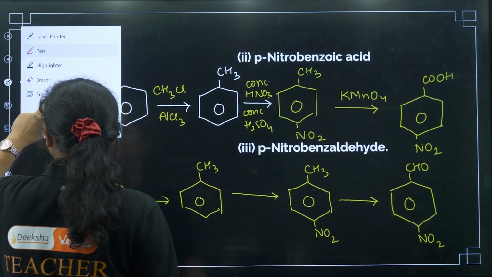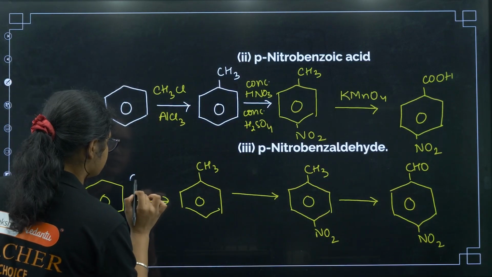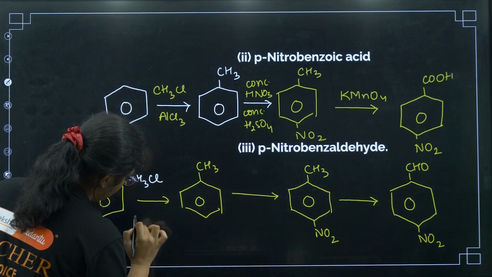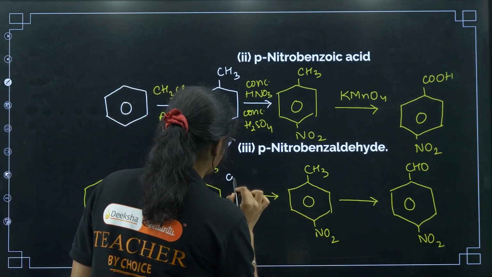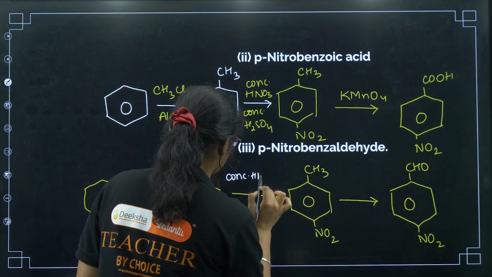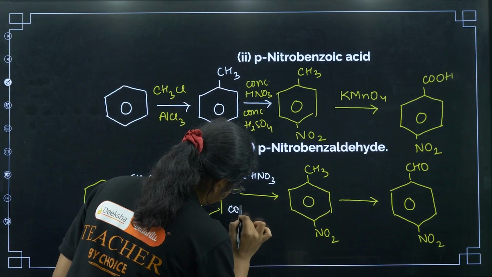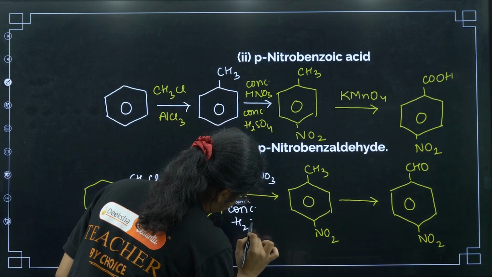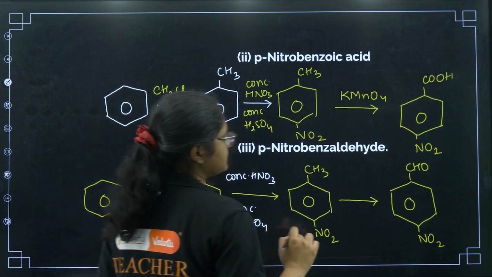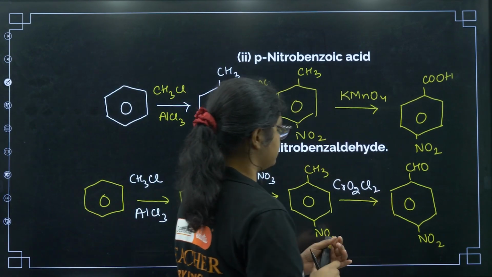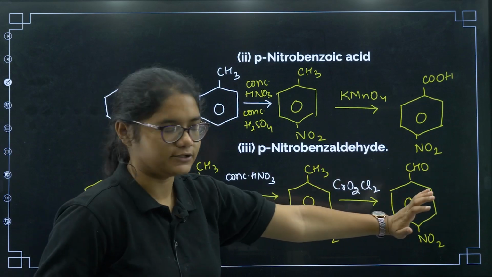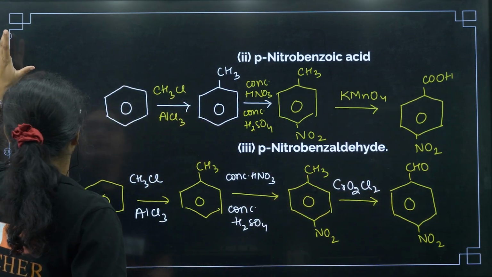So now if you want to write the reagent, so first I can use here CH3Cl, AlCl3. After that what we can get? We can get concentrated HNO3, okay, and concentrated H2SO4, okay. Now once this is done, we can convert it using CrO2Cl2, okay. If you use this one, this will convert this to CHO group, okay. Fine, let us see.